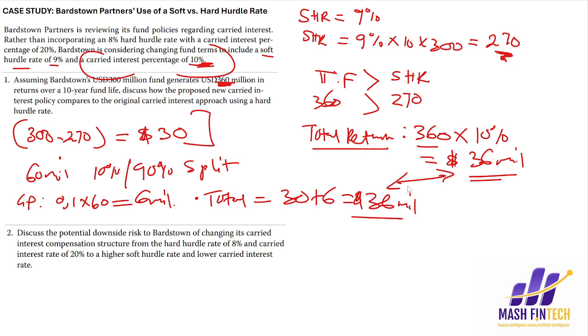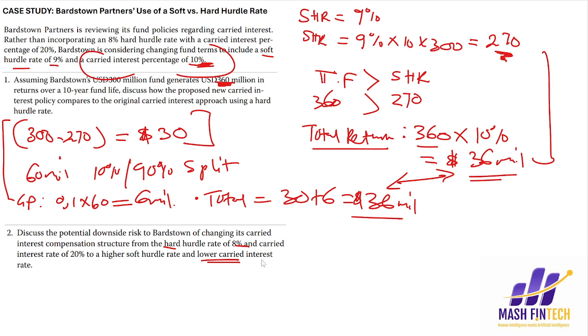Okay, so you can either calculate it this way or you can calculate it this way. It should give you the same answer. This is very straightforward here. Then the second part is discuss the potential downside risk to Bardstown of changing its carried interest compensation structure from the hard hurdle of 8% and the carried interest rate of 20% to a higher soft hurdle rate and a lower carried interest. All right.